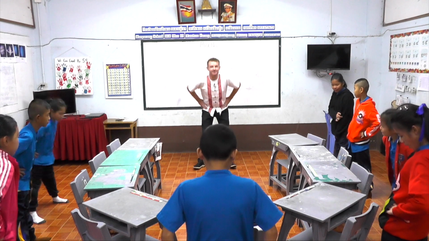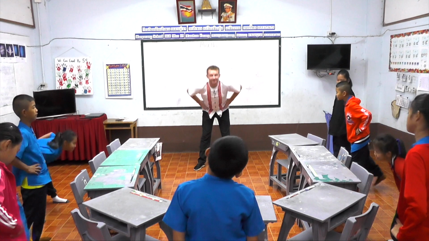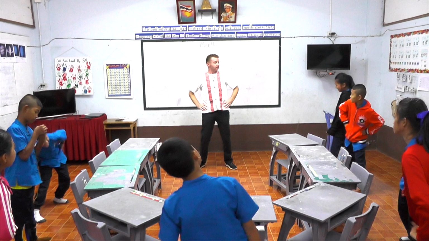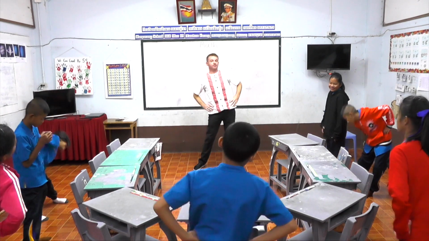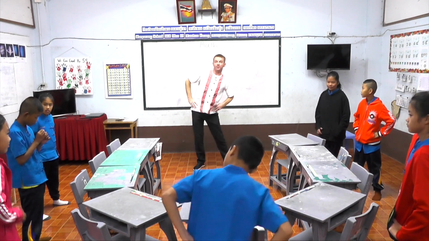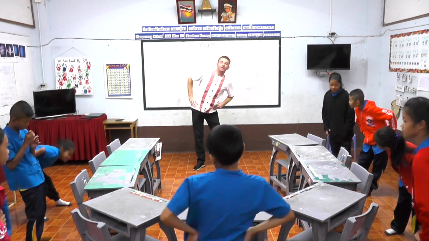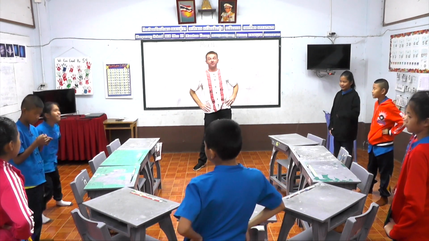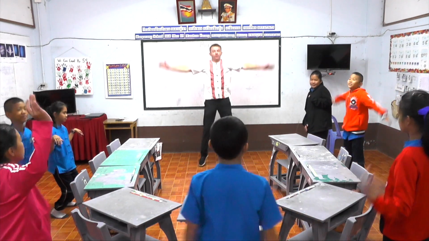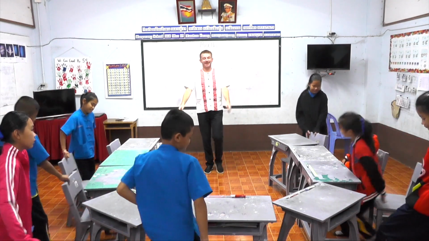Forwards, backwards, forwards, backwards, forwards, backwards, and stop. And now we can go round and round. Round and round. And stop. And then back the other way. Round and round the other way. And stop. And to finish, we will do 5 star jumps. 1, 2, 3, 4, 5. Excellent, guys. Have a seat.